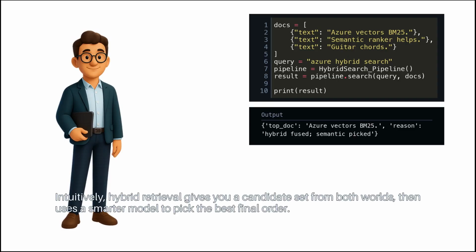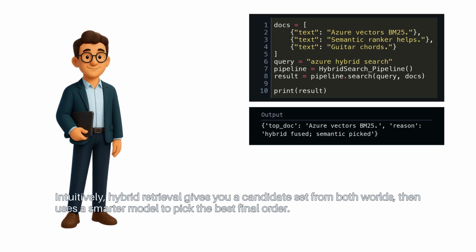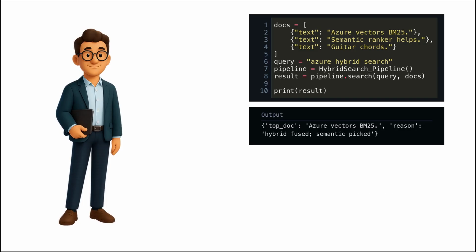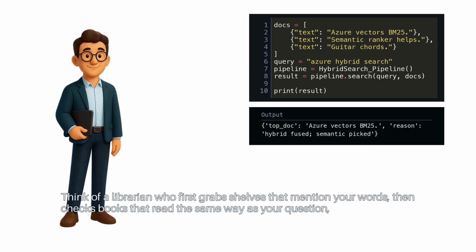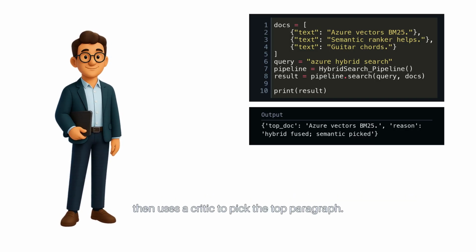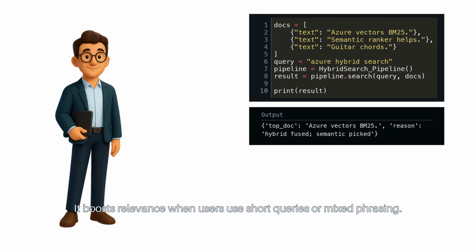Intuitively, hybrid retrieval gives you a candidate set from both worlds, then uses a smarter model to pick the best final order. Think of a librarian who first grabs shelves that mention your words, then checks books that read the same way as your question, then uses a critic to pick the top paragraph. It boosts relevance when users use short queries or mixed phrasing.